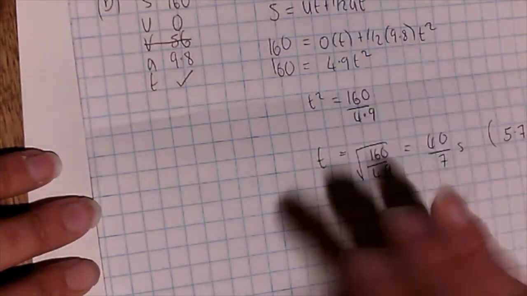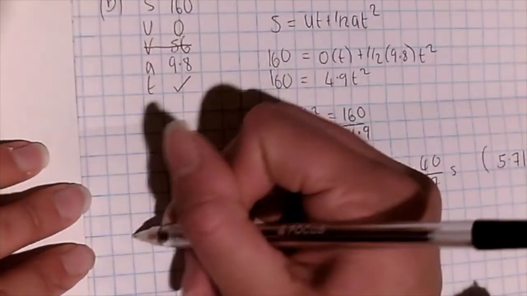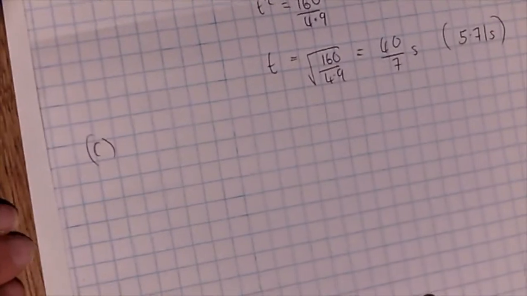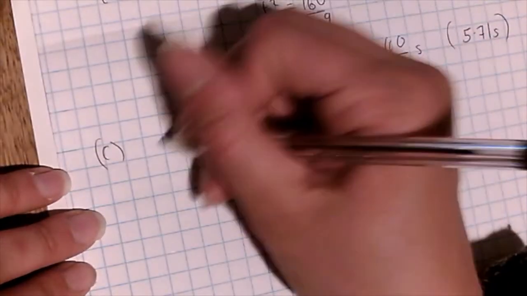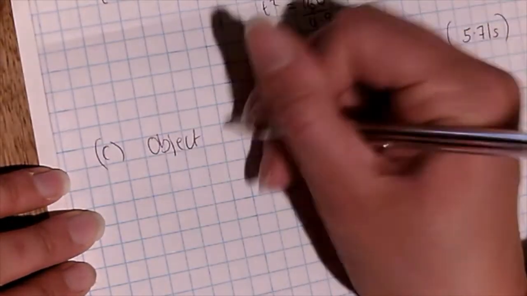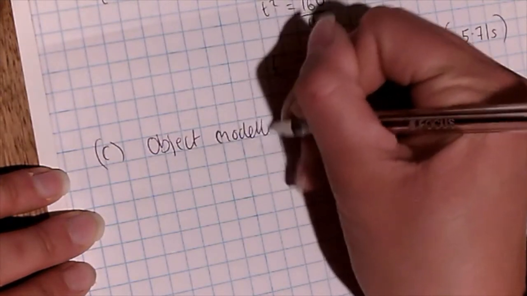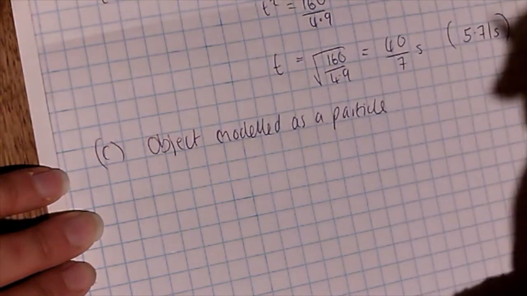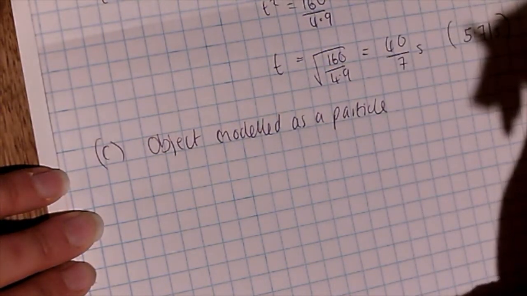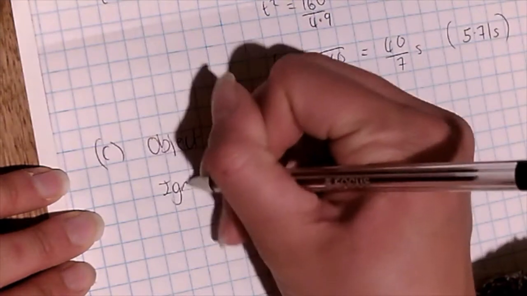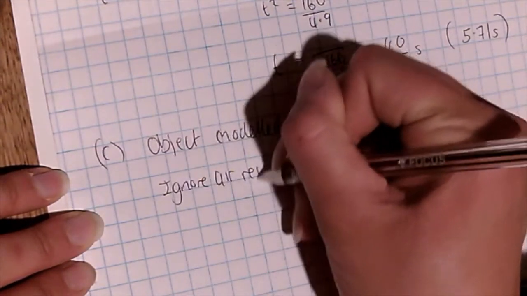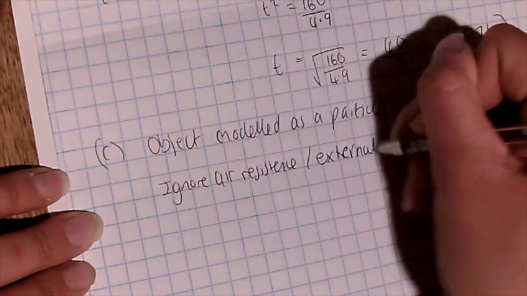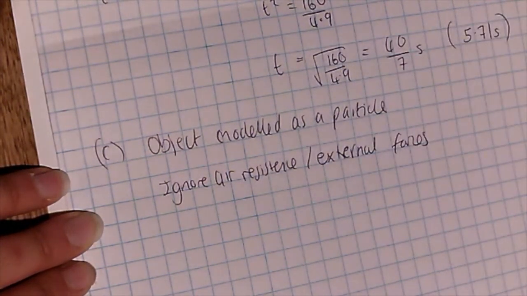Now part C, state one assumption. Well, let's state them all, just so you know what our assumptions are. When we're using SUVAT, we are assuming that the object is being modelled as a particle. We are also ignoring any other forces apart from gravity. So we are ignoring air resistance, other external forces other than gravity.